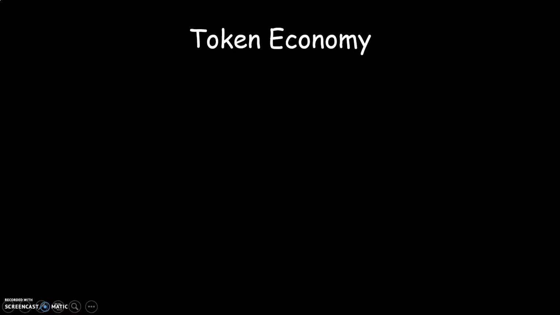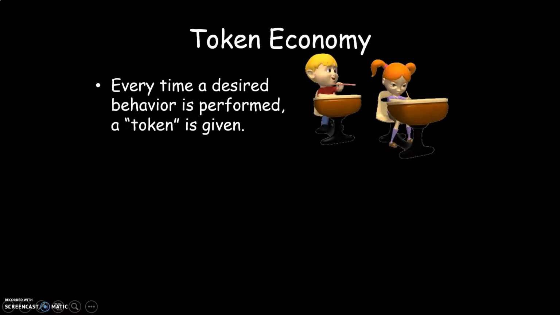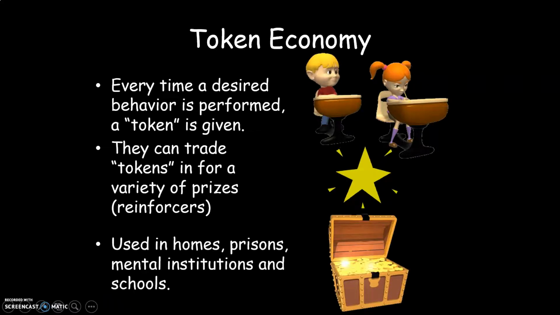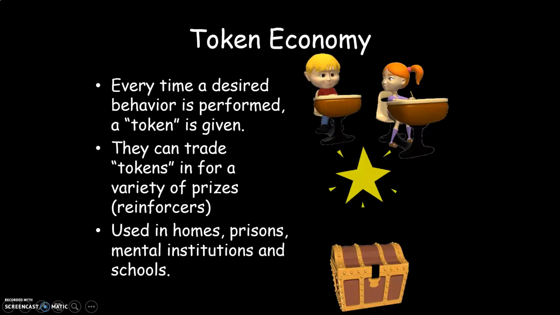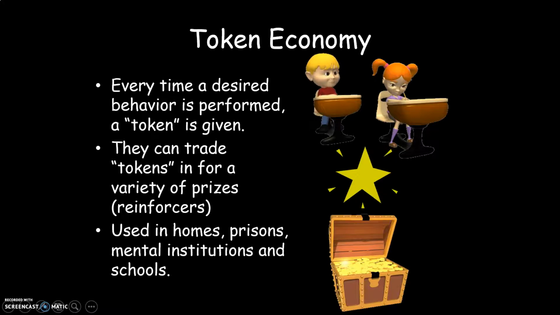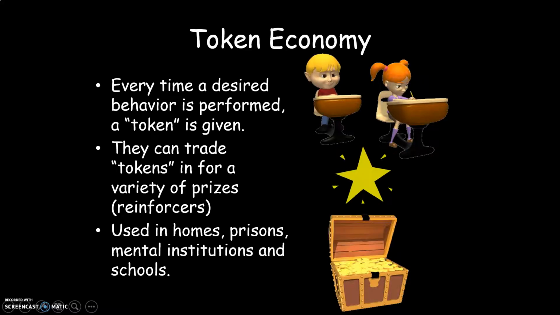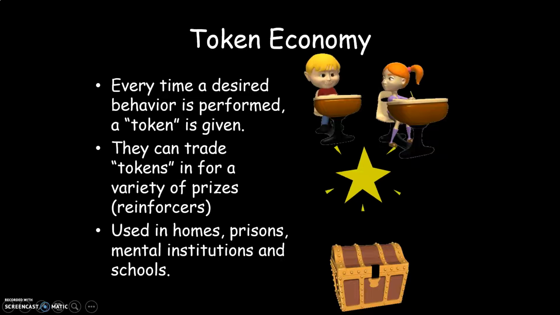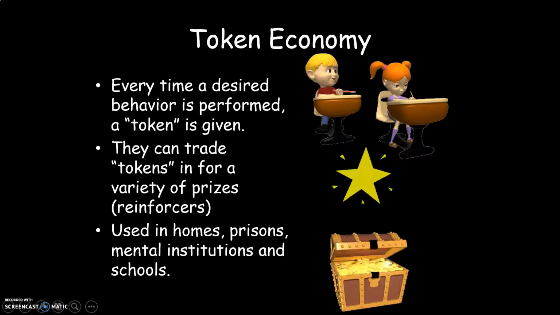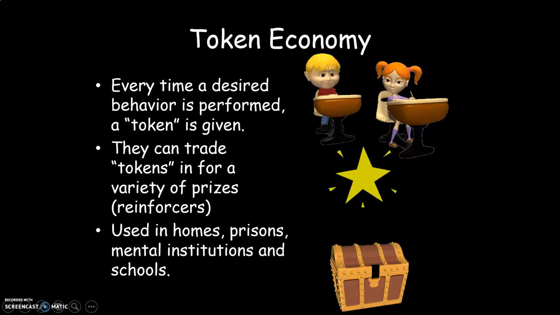This also leads into the idea of a token economy. So every time a good behavior is performed, a token is given. This is used a lot of the time in homes, prisons, schools, mental institutions, right? Some of you growing up may have had a behavior chart in your classroom where you get a certain number of stars, or if the class gets a certain number of stars, they get a prize. So token economy, anytime you see anything with that, it has to deal with secondary reinforcers. Okay, you're trading the 10 stars in for a pizza party or whatever.